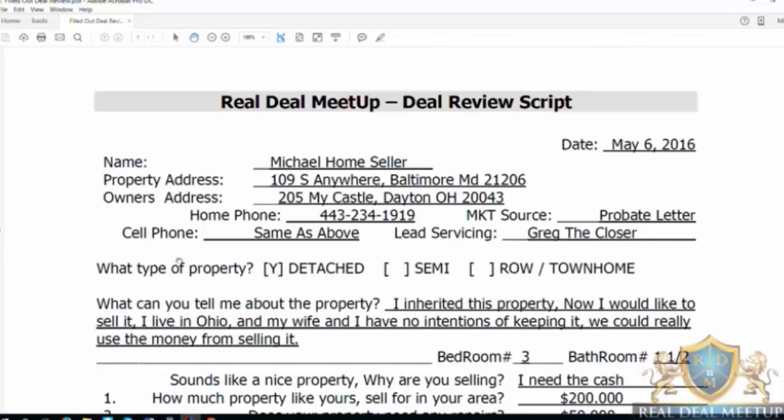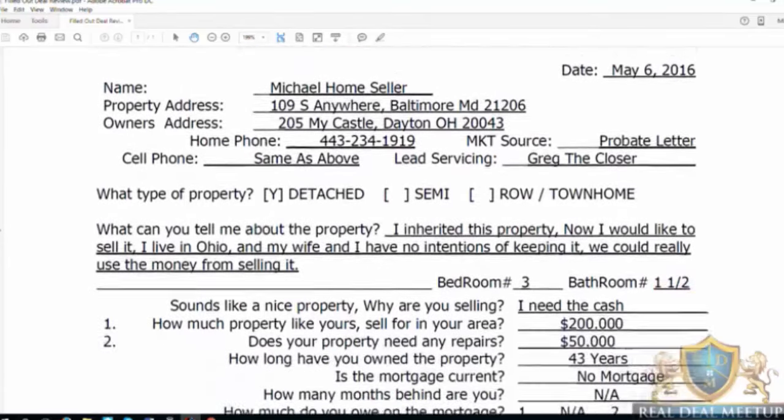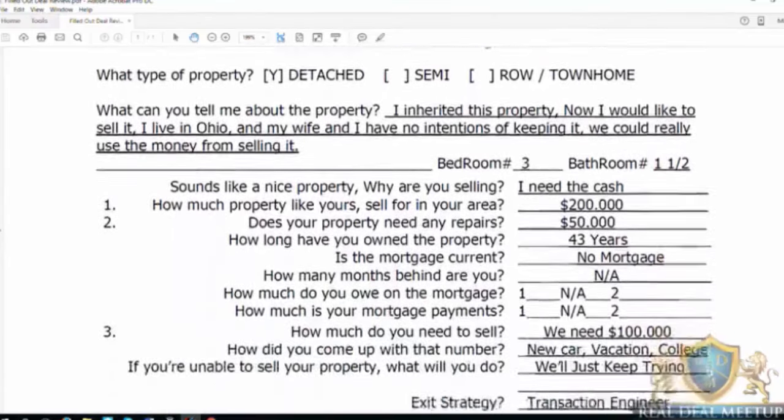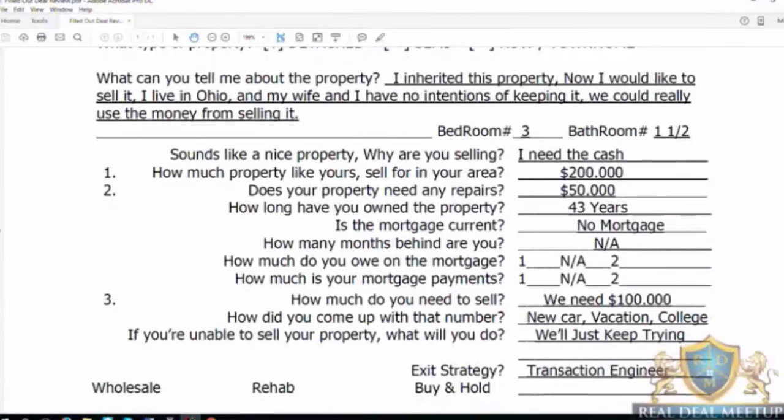Let's scroll down even further. What type of property is this? Is it a detached property, semi-detached, row house, or townhome? This deal is particularly a detached property. Now, I go further into the questions, and these are the money-making questions for real estate investors. These are the questions that count.